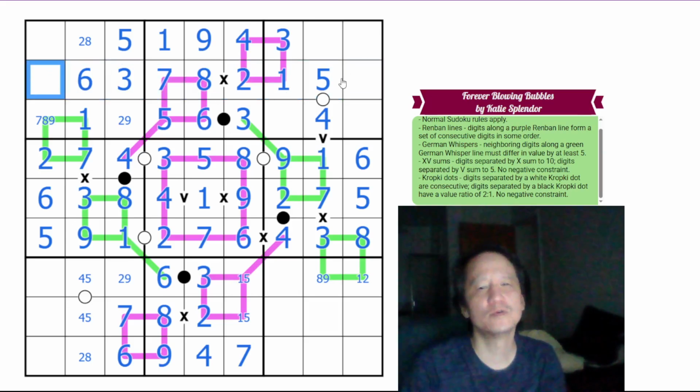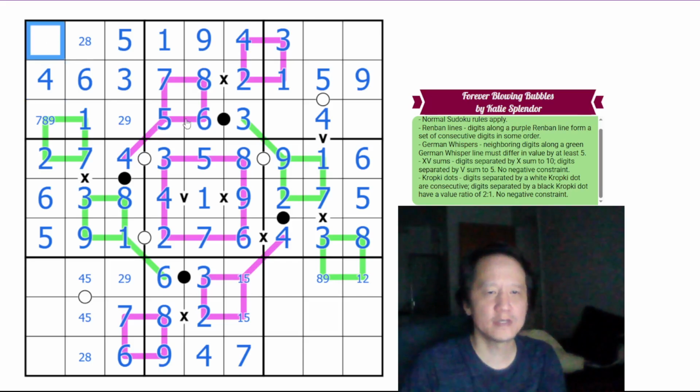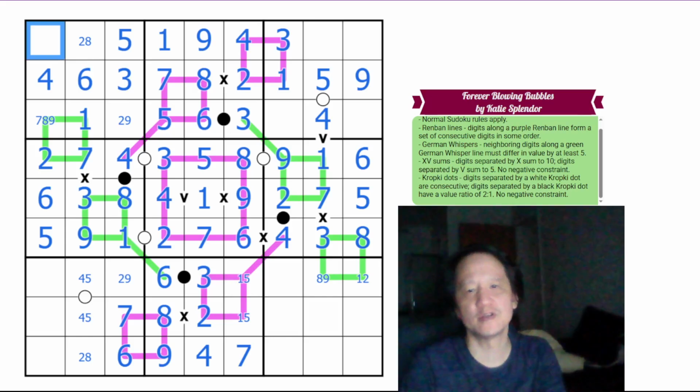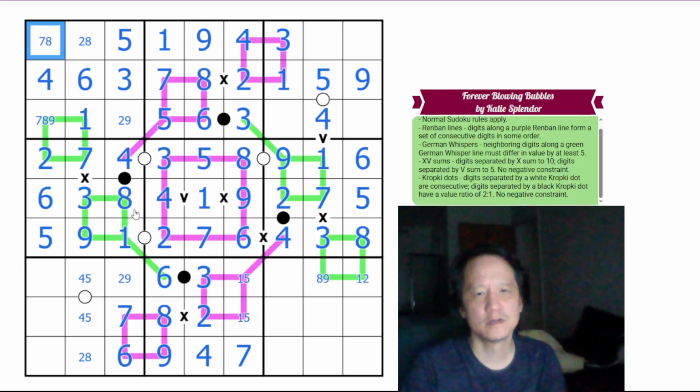Row 2 has to be 4, 9, and this can't be 4 because of the 4 in the box. So this is 9, this is 4. This cannot be 9. Can't be 1, 3, 4, 5, 6. Can't be 2, so this is 7 or 8. Okay.